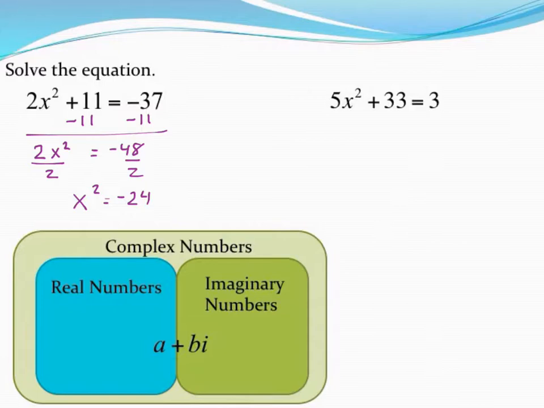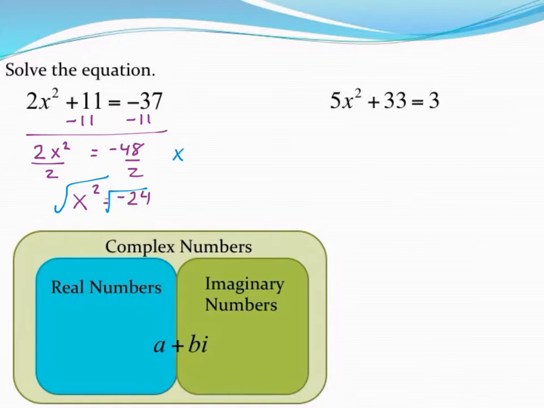And this is the point where we should recognize that we are going to be dealing with imaginary numbers, because once I go to take the square root of both sides, I'm taking the square root of a negative number. And those don't exist with the real numbers that we know. We can't multiply two of the same number to get a negative answer, so that's why we invented imaginary numbers.